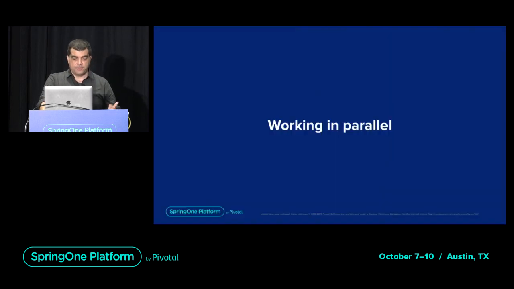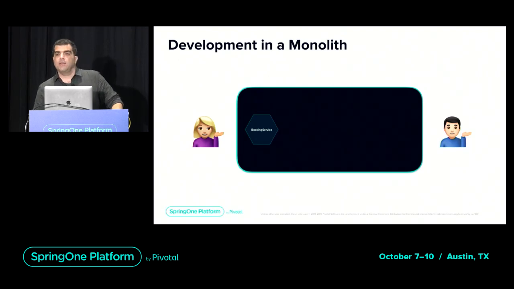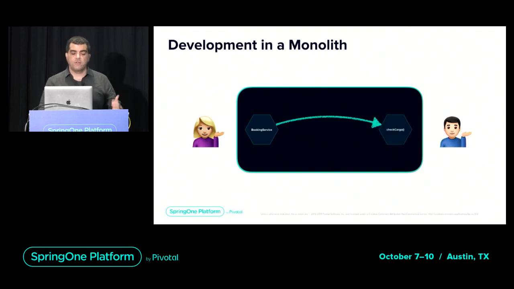Number 3, working in parallel. So we have Dana and we have Andre here, and they are working on the monolith. Dana's team is working on the booking service, and Andre's team is working on the cargo service. As part of a flow, she needs to call the check cargo API in Andre's development. Andre maintains this code. Now we created some sort of a dependency in our code.